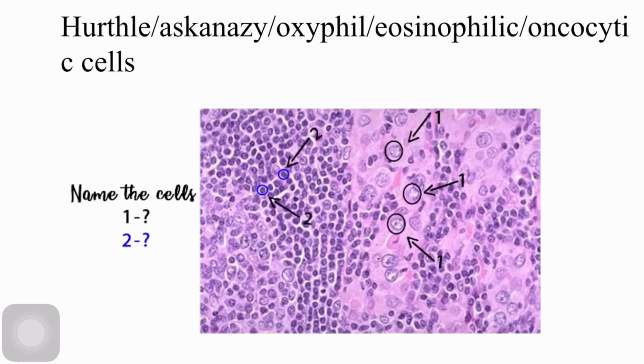This is also called the oxyphilic or eosinophilic cell because it is very granular, and this granularity comes from an excess of mitochondria within these cells. It is also called an oncocytic cell because it is swollen when compared to the normal follicular cell. Here, cell number 1 is the Hurthle cell and cell number 2 are the lymphocytes.